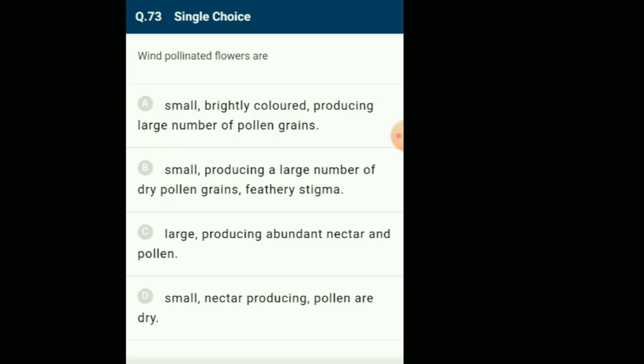Grasses and palms are generally anemophilous. The answer is option B. Small, producing a large number of dry pollen grains, feathery stigma.